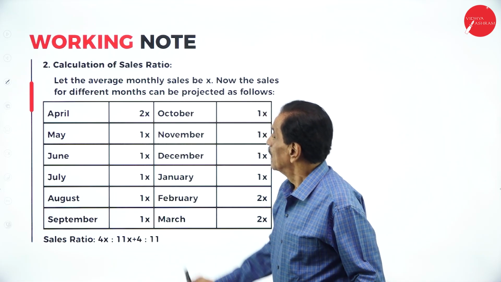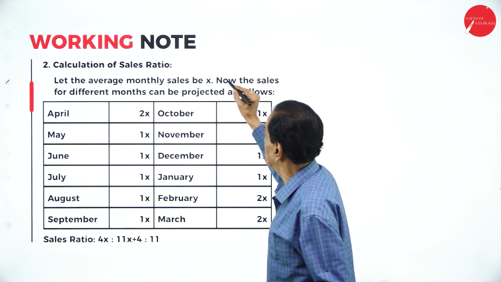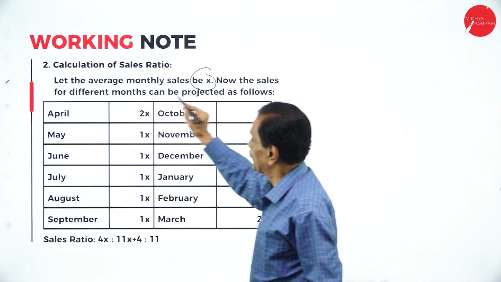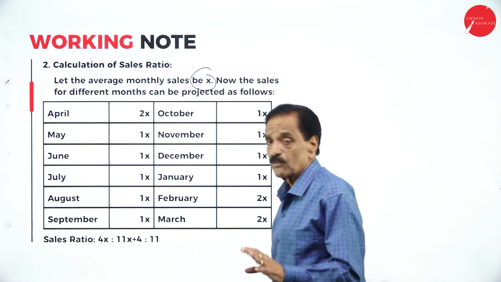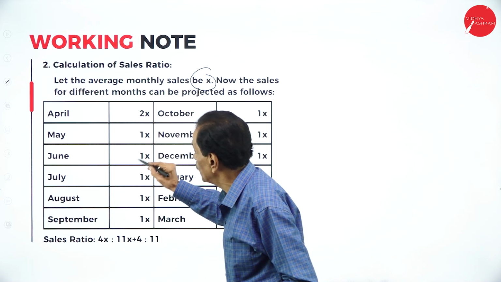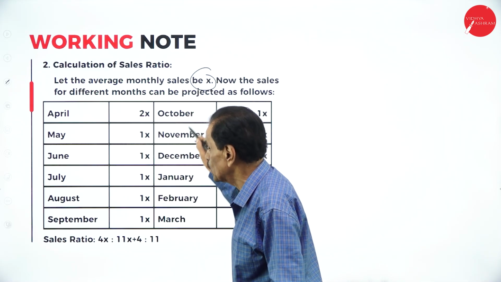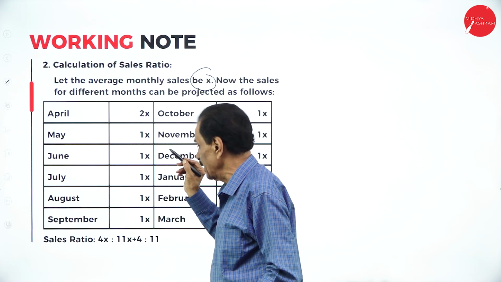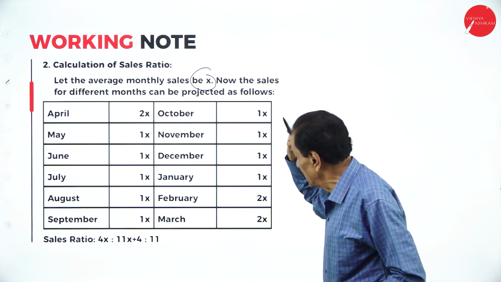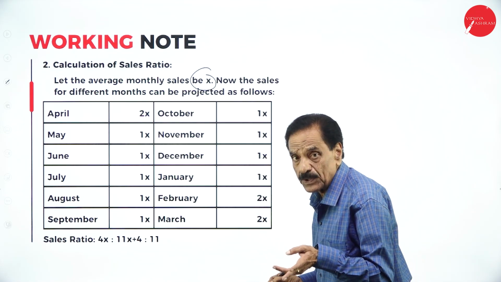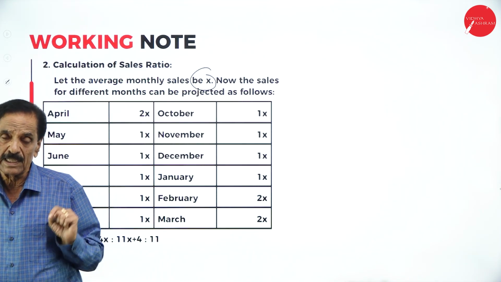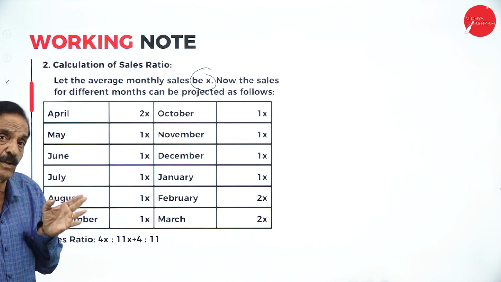Calculation of sales ratio. Let the average monthly sales be X. Then the sales for the different months can be projected. So, from which date? April to March. April double, he says. April 2X, May 1X, June 1X, July 1, August 1, September 1, October 1, November 1, December 1, January 1, February, he says double. February 2, March 2.